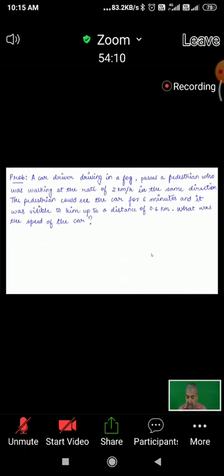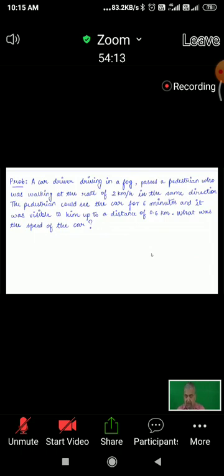Now try the next question. The question is, a car driver driving in a fog passes a pedestrian who was walking at the rate of 2 km per hour in the same direction. The pedestrian could see the car for 6 minutes and it was visible to him up to a distance of 0.6 kilometer. What was the speed of the car?